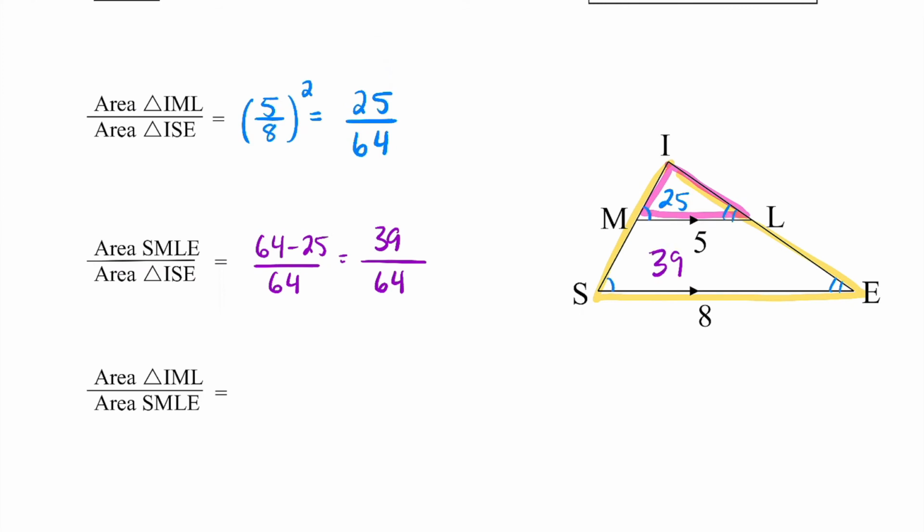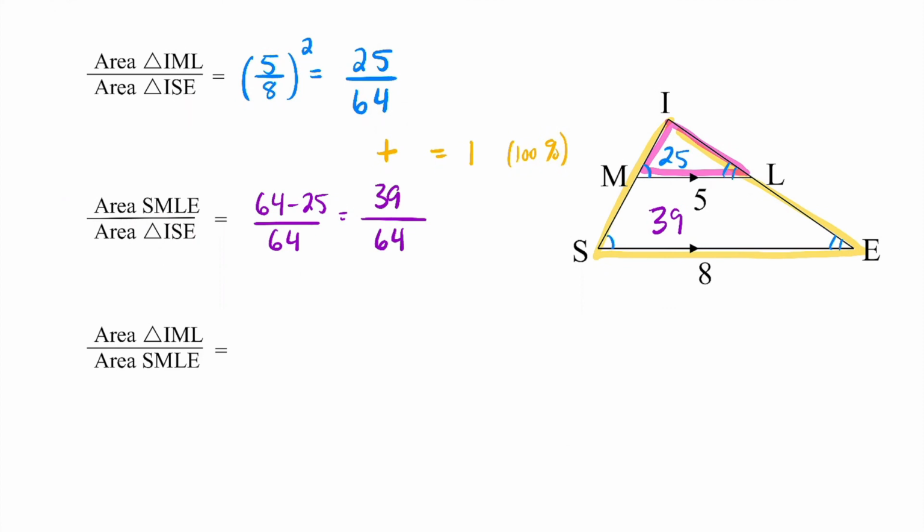If we think about percentages, if this is 25 parts out of 64 total parts, this is 39 parts out of 64 total parts. If we were to add these together, this should equal 1, which is the same as 100% of area is accounted for. So hopefully that explanation made sense. Now we can use 39 as the numerical representation of the trapezoid. So for the small triangle to SMLE, that would make this come out to be 25 over 39.